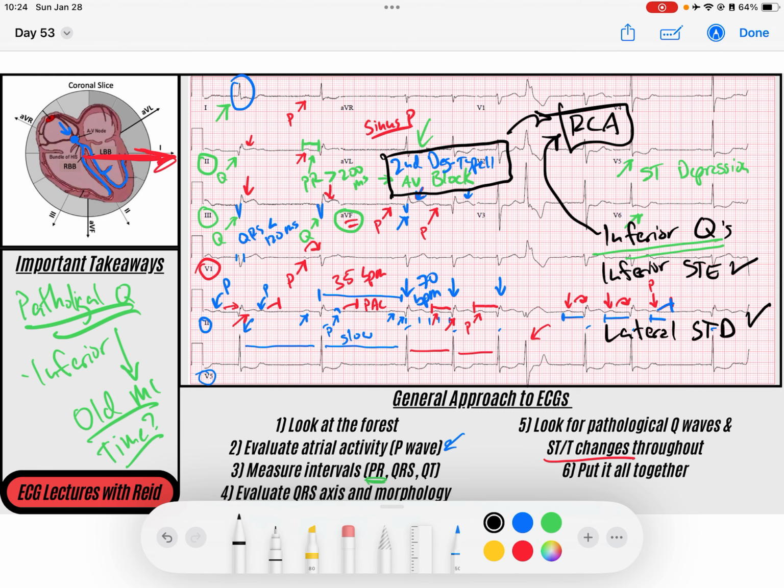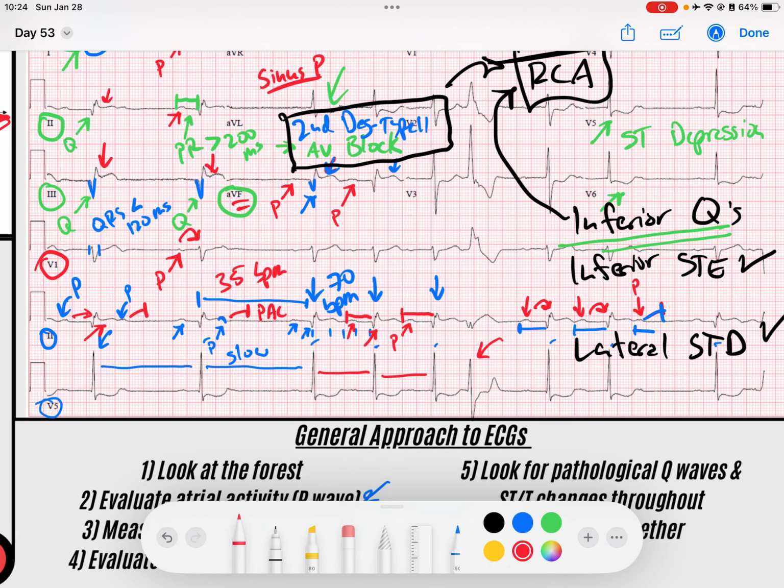Last thing we need to do is readdress this funky beat that we saw right here. This funky beat, it's a wide complex beat, so it's premature, right? If we measure out the intervals between these two, it's definitely early. And if you look in front of it, I don't see any atrial activity. So this is a premature ventricular contraction.